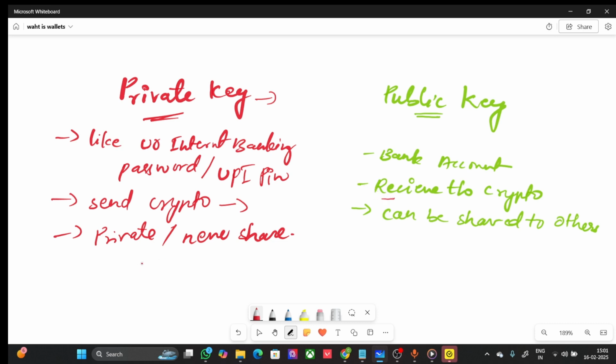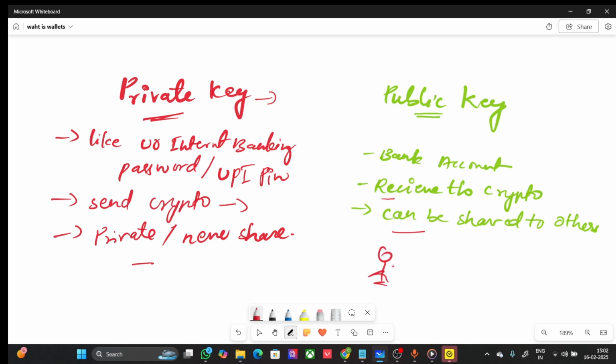So as it implies, the private key should not be shared with anyone. It should be kept private. If you share this private key with anyone, they can access your currencies, I mean cryptocurrencies. So you might lose everything you have. So you should never ever share your private key with anyone. And the public key, you have to share it to receive any amount of money or the cryptocurrencies that you need. You have to share your public key.